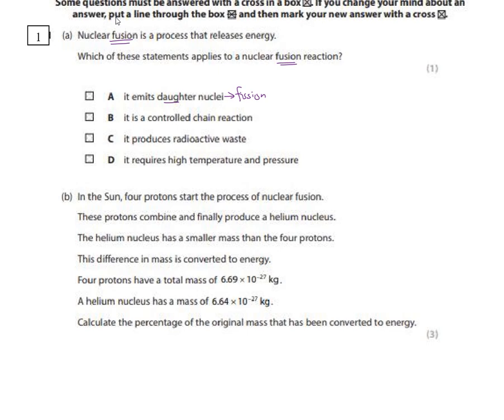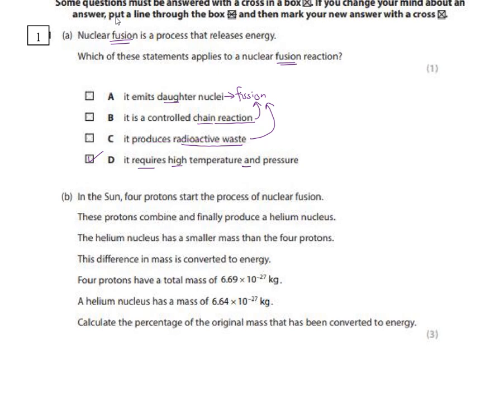Now, it is a controlled chain reaction. The chain reaction is for fission as well. Now, it produces radioactive waste. This will also be nuclear fission. Now, it requires high temperature and pressure. So this is the answer.